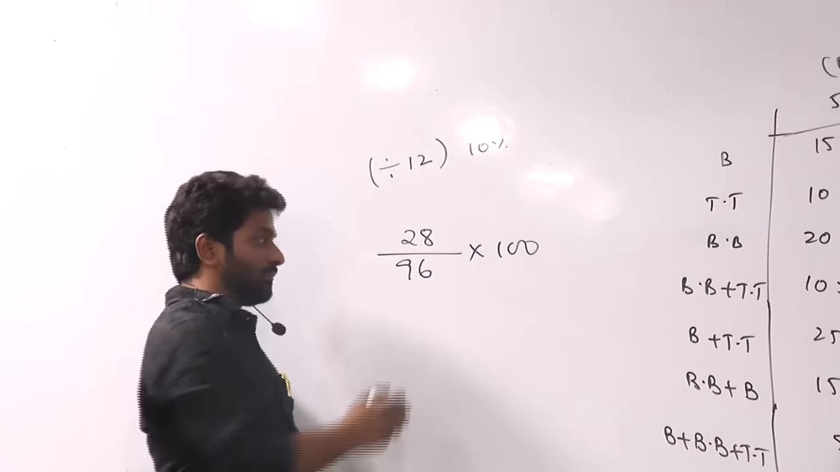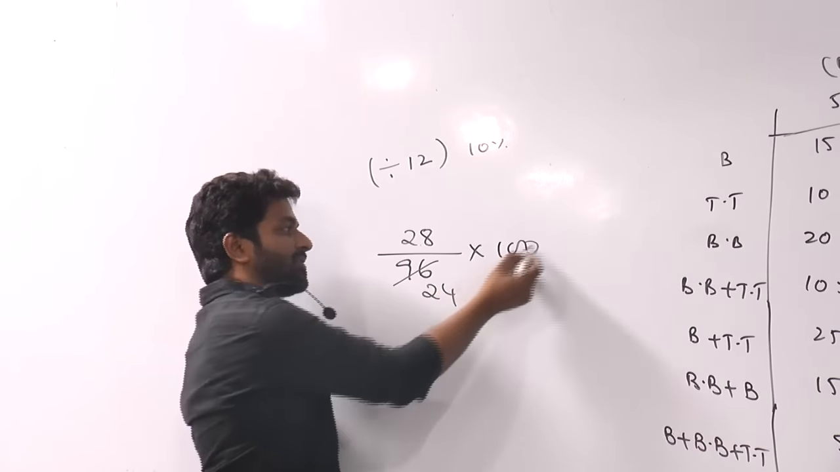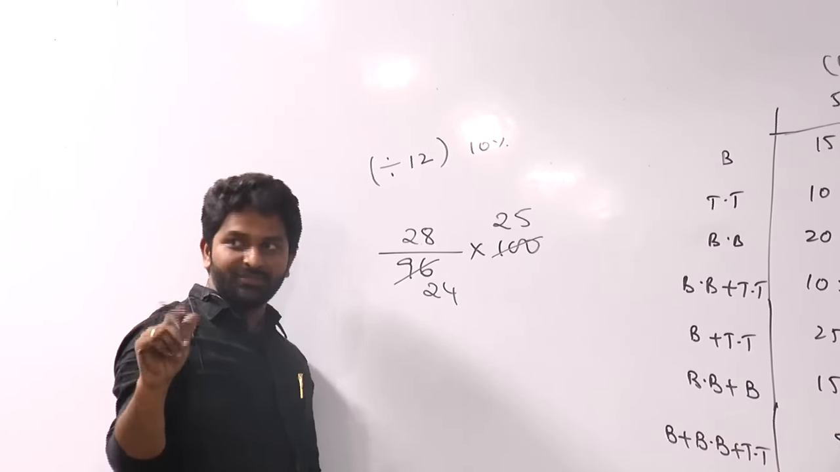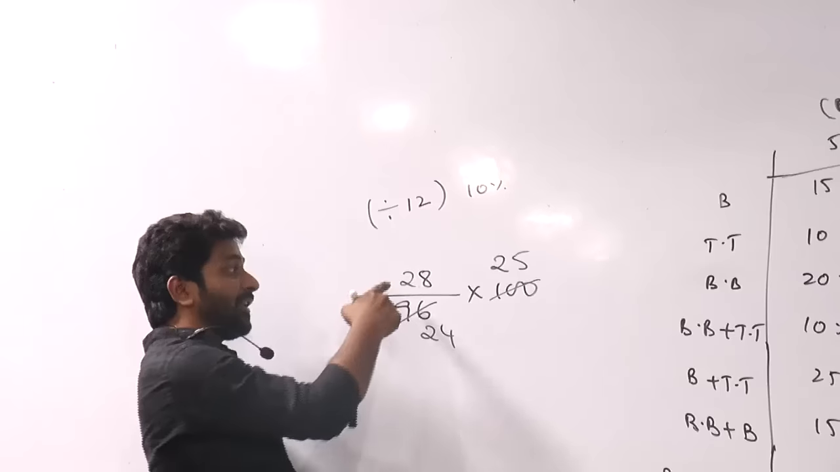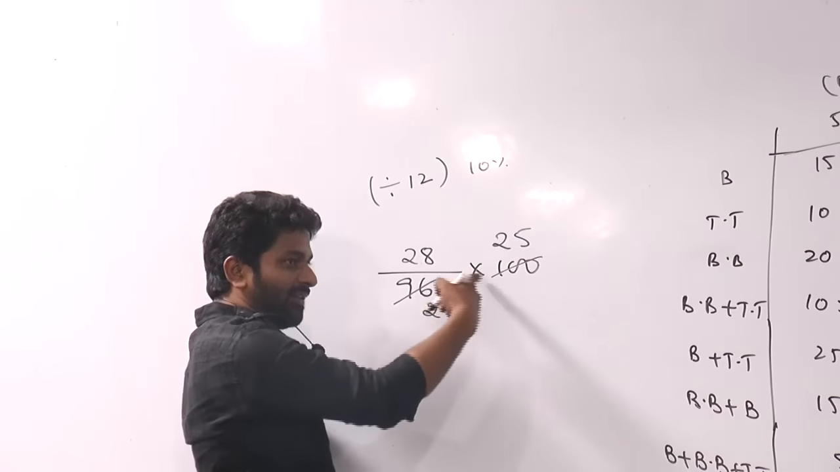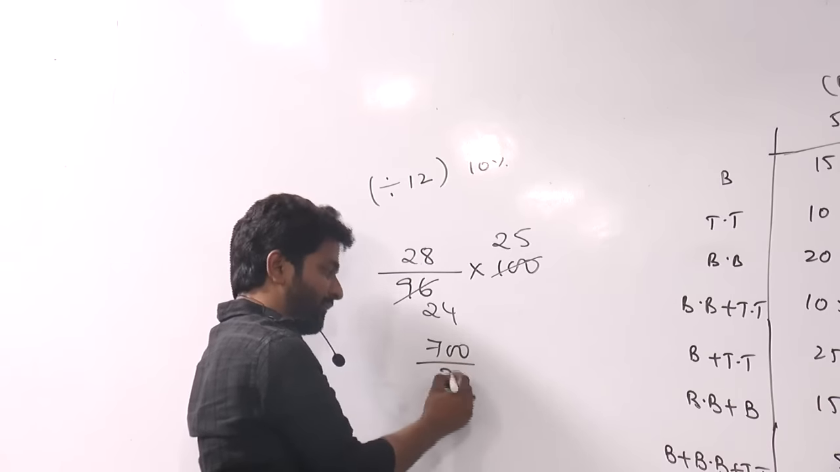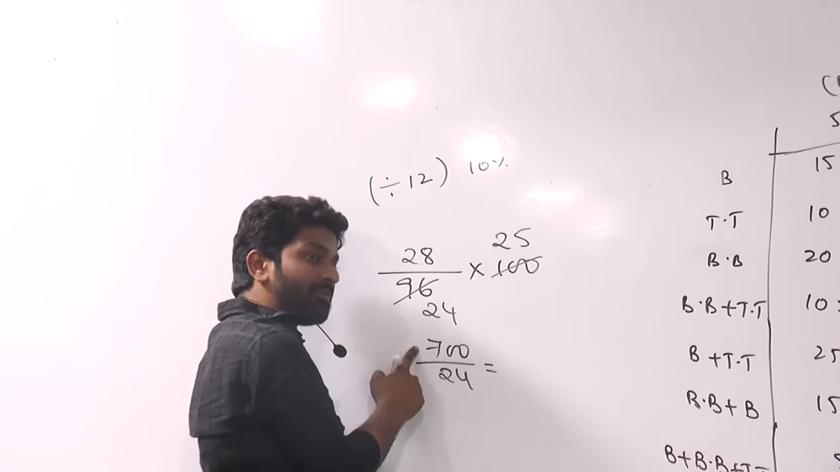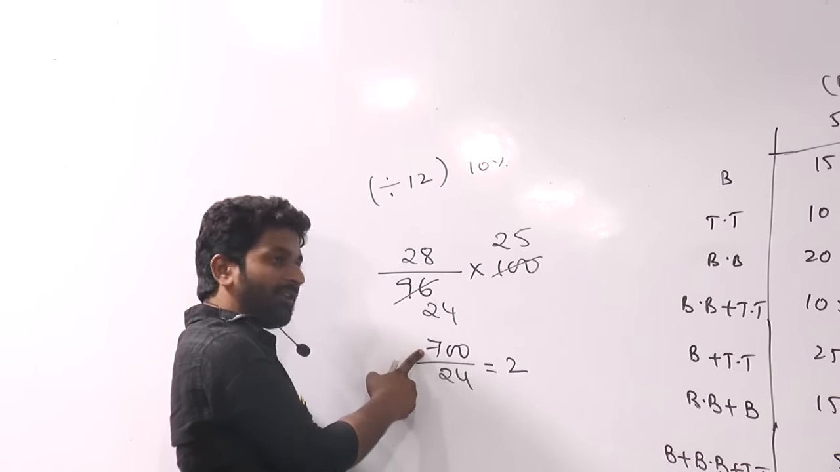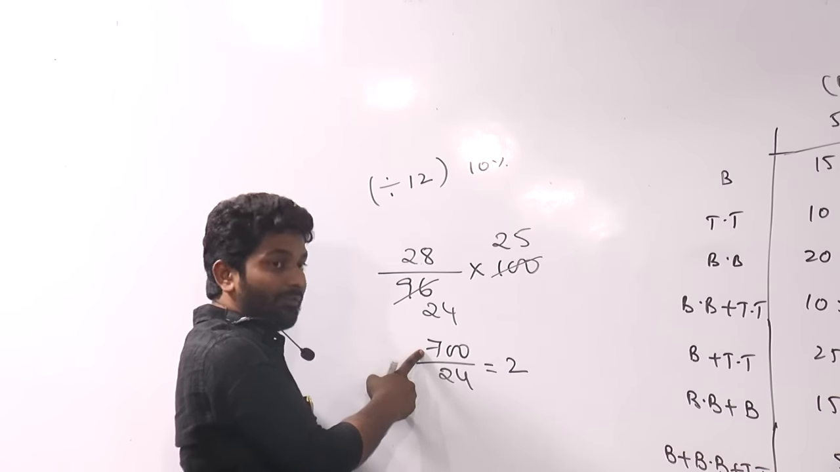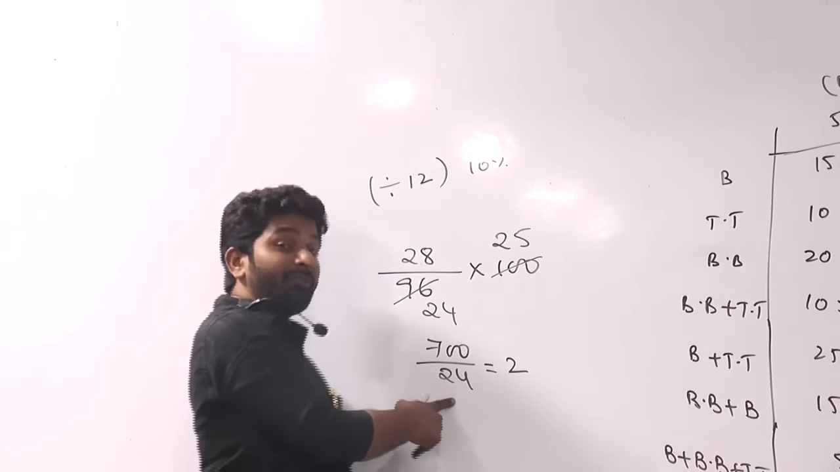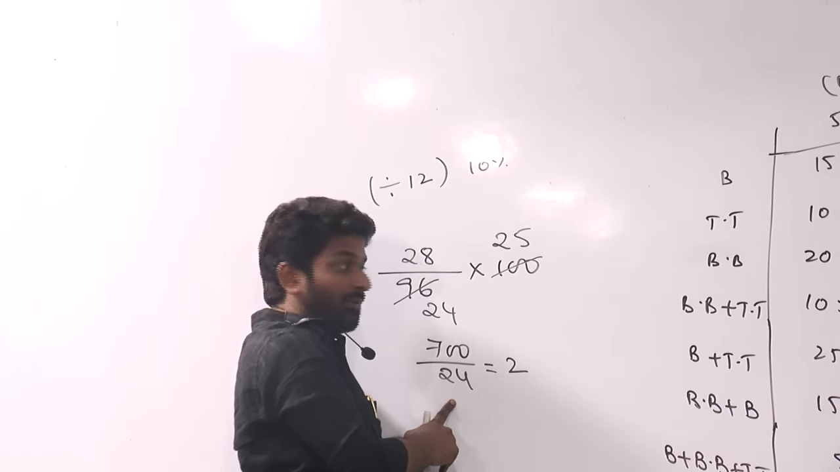Cancellation with 4, 24 times, 25 times. 4 25s will give you 100, right? Like that, how many 4s are here? 7. In the sense, this value is 700, right? 700 by 24. 24 how many times? 2 times. 48. Subtract 48 from this number. You'll have 22. And then 0. 220. 220 divided by 24. How many times? You know your answer, right?